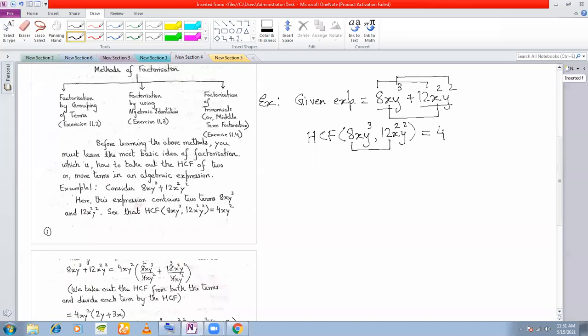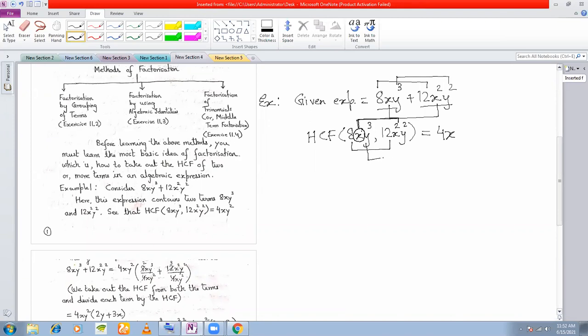8 and 12, the HCF is 4. Now for the variables, you have x and x square, right? Now between x and x square, the HCF will be the lower power. Which one is the lower power? X is the lower power. So you'll write x here.